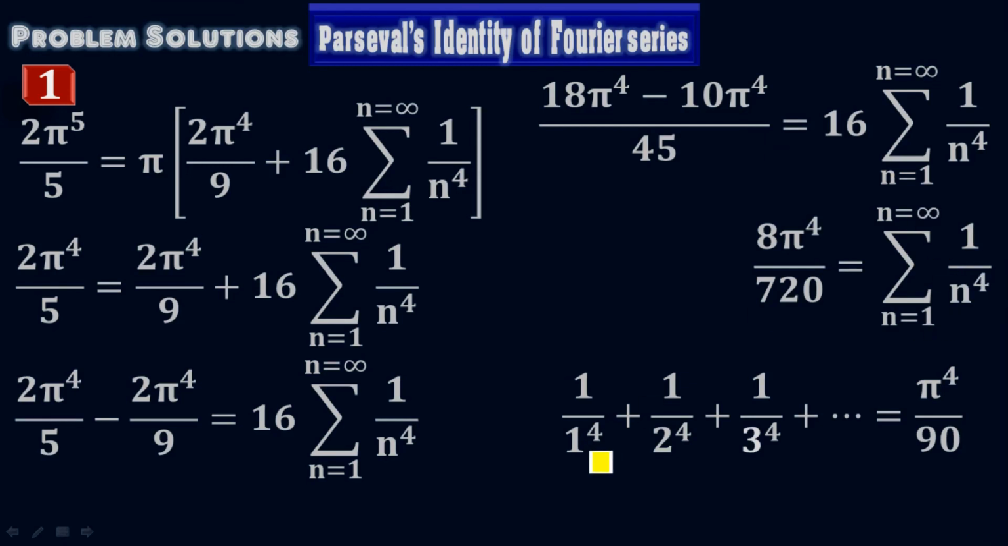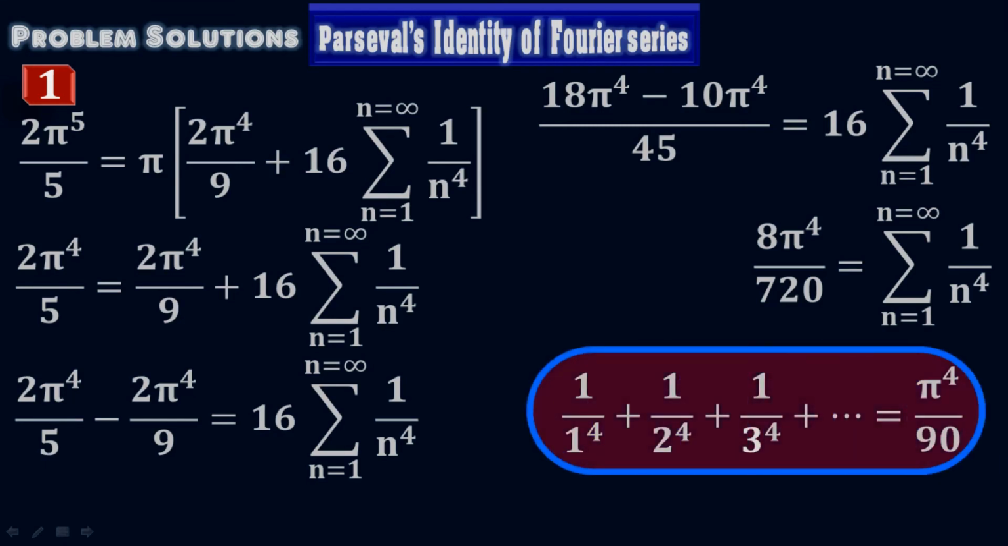So I'm going to start from 1, plug in n equals 1. Remember the power is 4. So I will have 1 over 1 to the 4. And then n equals 2. So I will have 1 over 2 to the 4. And then n equals 3. So I will have 1 over 3 to the 4 and so on up to infinity. This is the infinite series. So there I got the proof that the left side equals the right side.